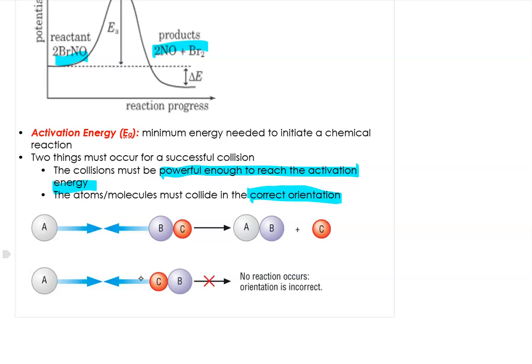So in order to increase the rate, you must increase the amount of collisions that happen and increase the amount of energy that causes those collisions. In our next section, we're going to be talking about how to change those rates of reaction. What are the things we can do to increase the amount of collisions and the energy at which they collide?